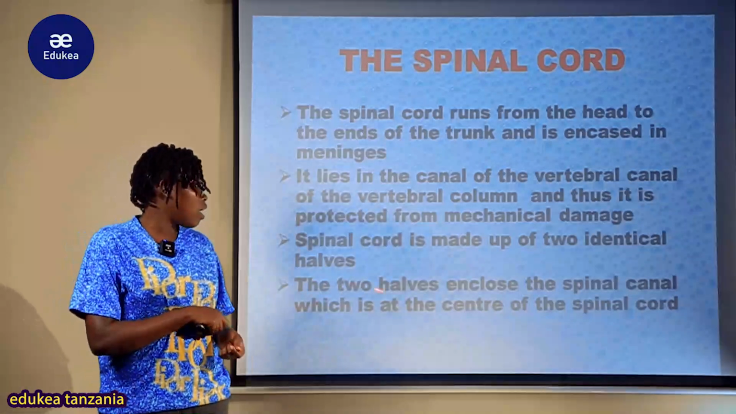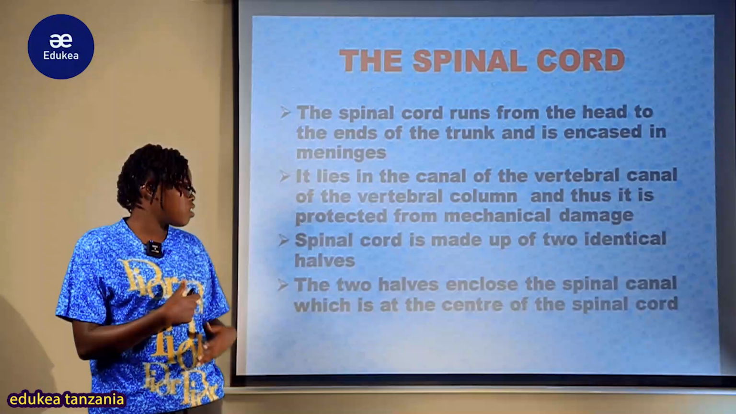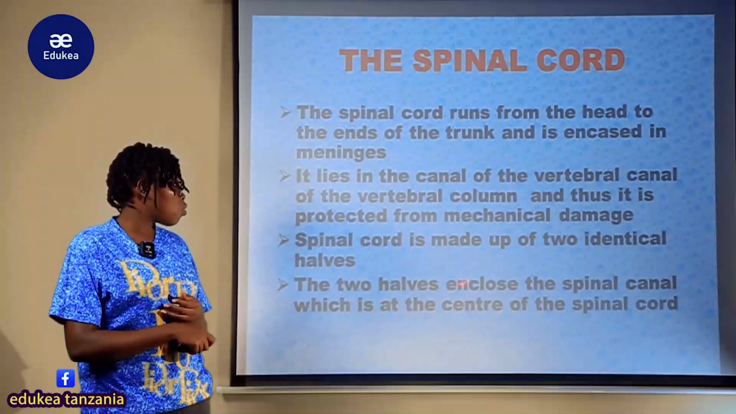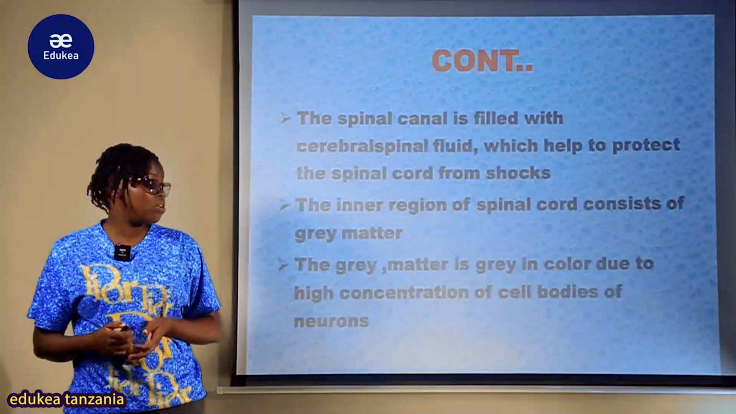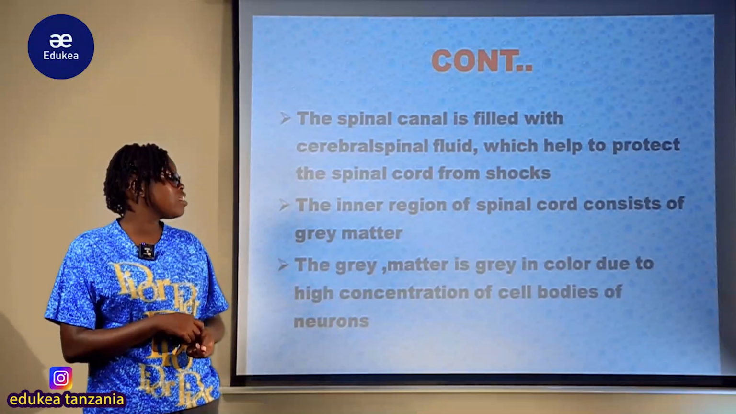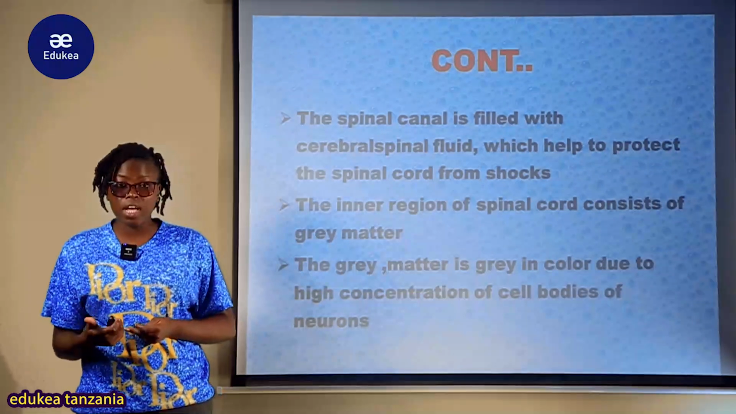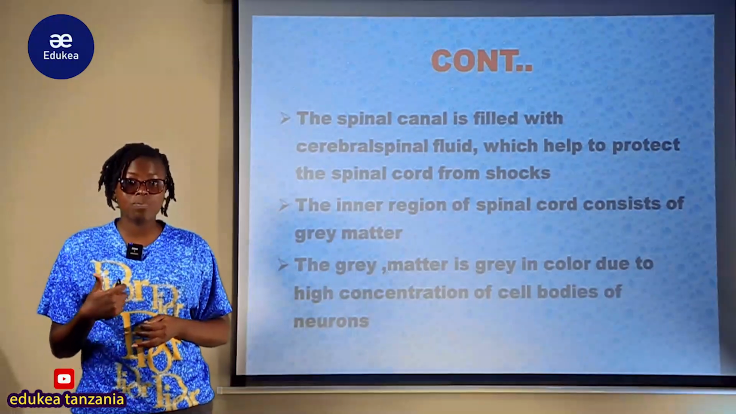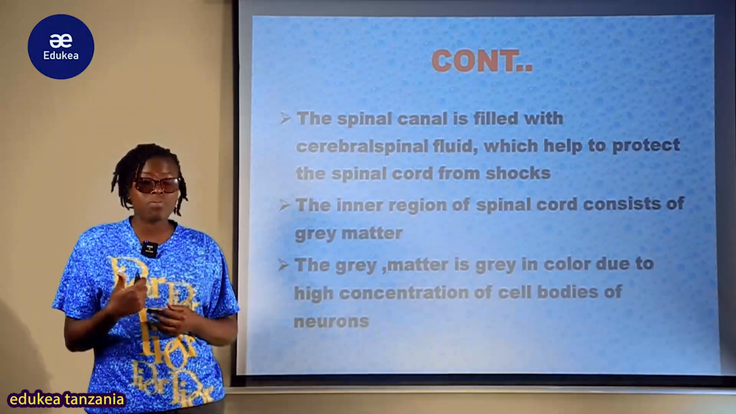So the two halves enclose the spinal canal which is at the center of the spinal cord. The spinal canal is filled with cerebrospinal fluid which helps to protect the spinal cord from shock.